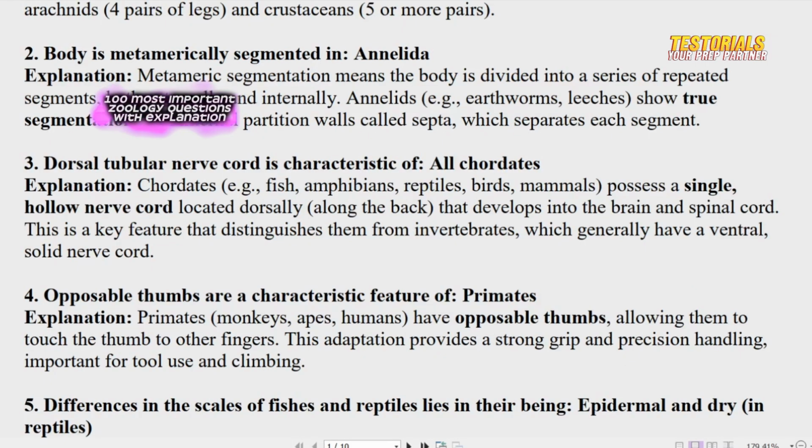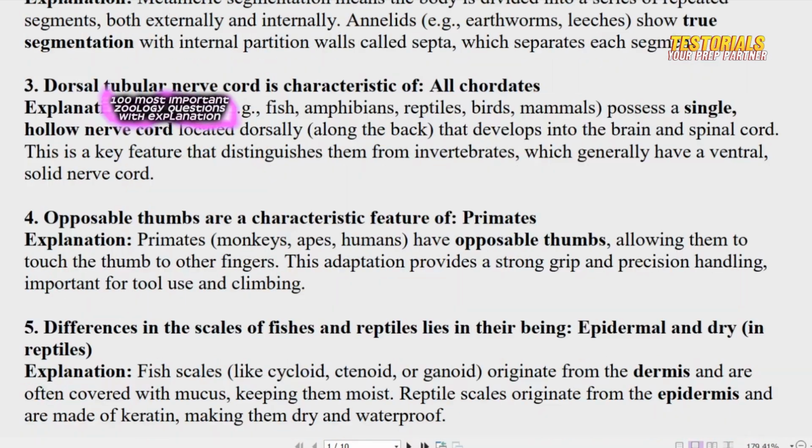3. Dorsal tubular nerve cord is characteristic of all chordates. Explanation. Chordates, e.g., fish, amphibians, reptiles, birds, mammals, possess a single hollow nerve cord located dorsally along the back that develops into the brain and spinal cord. This is a key feature that distinguishes them from invertebrates, which generally have a ventral, solid nerve cord.